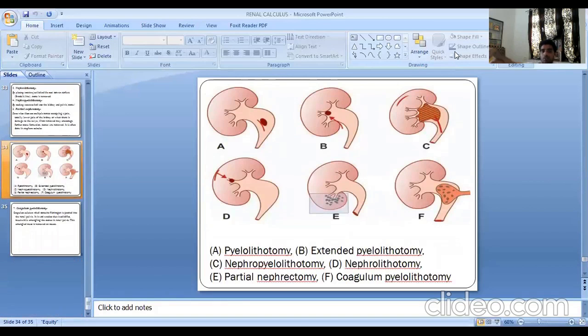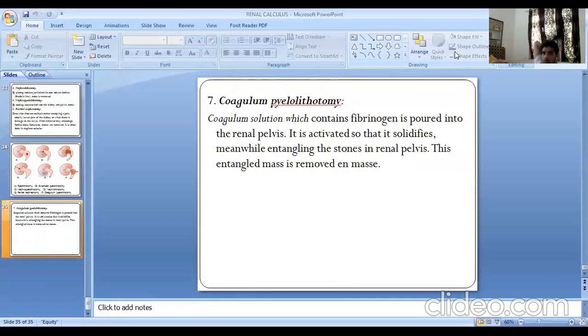In this diagram, you can see surgical procedures: A, pyelolithotomy, B, extended pyelolithotomy, nephropyelolithotomy, nephrolithotomy, partial nephrectomy, and coagulum pyelolithotomy. Last and final procedure, coagulum pyelolithotomy.